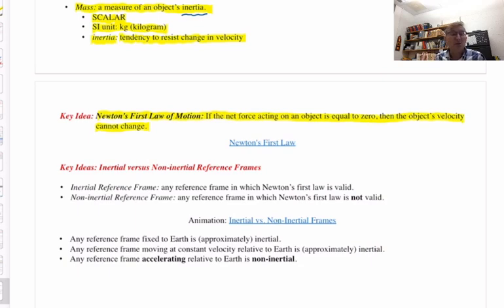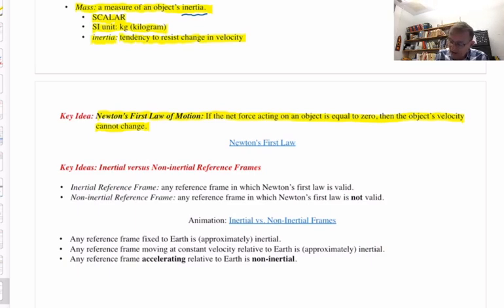You may have heard other wordings of this in a physics class in the past. I want us to stick to this because I want this idea to be as basic and as clear as possible. All right. Say it again. If the net force acting on an object is equal to 0, then the object's velocity cannot change.